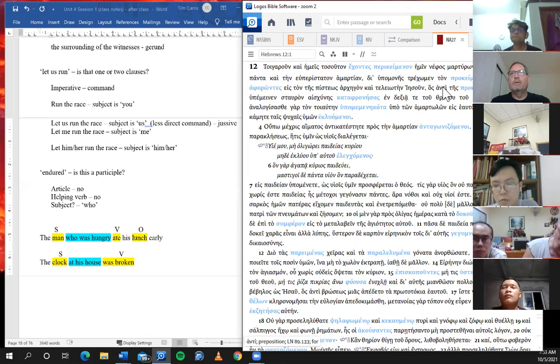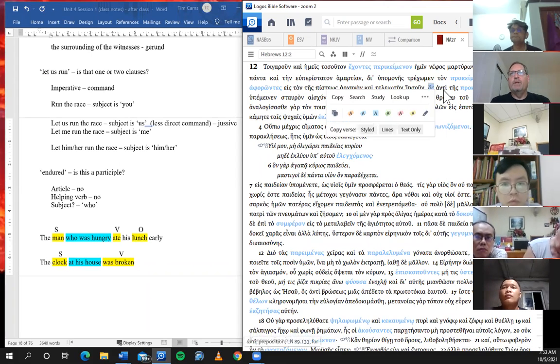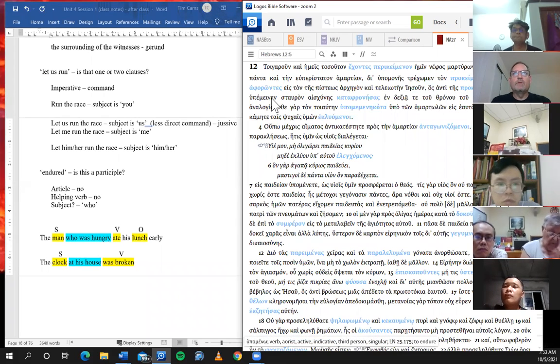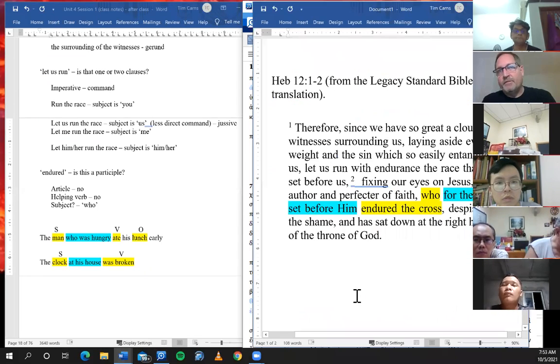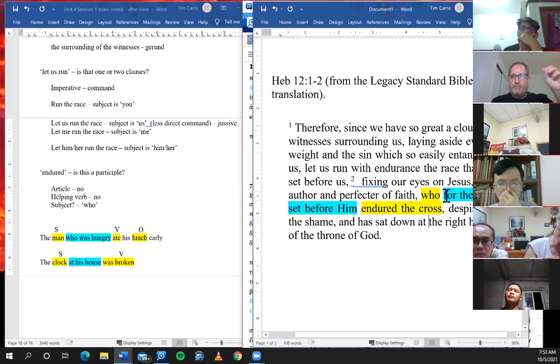For the joy, yeah, so the same thing. Here's the pronoun who in Greek, and then for the joy before him, and then the word endured. So here's the verb, and here's the pronoun. In Greek, in this case as well, that is what has happened. The author of Hebrews, whoever he is, put this phrase, for the joy set before him, between the subject and verb. Why did he do that?